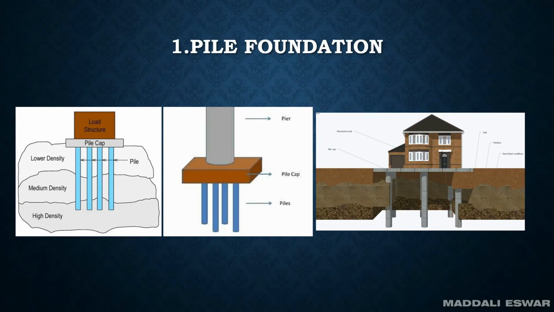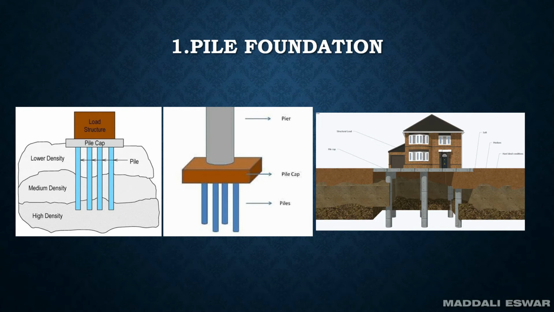And coming to the pile foundations, in the first picture we can see the low density soil, medium density soil and high density soil. Whenever we have low density soil below the earth, we want to give a pile foundation to the structure. The piles go deep into the soil to the high density soil, so they can be placed inside the earth up to the required depth.